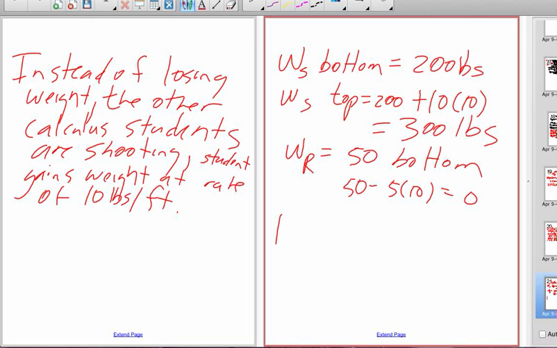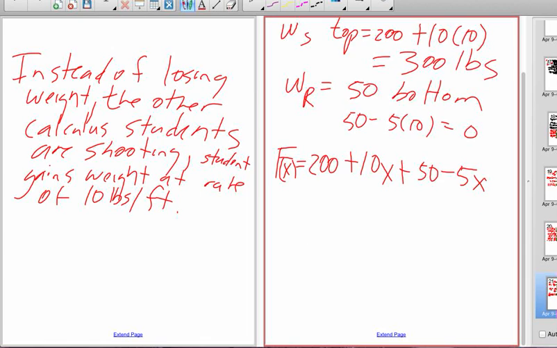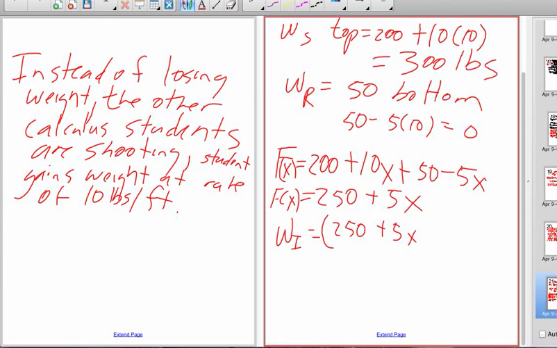So my force now is going to be the weight of the student, which is going to be 200 plus 10 times the height, plus 50 minus 5 times the height. And again, I come back in. It's going to be 250 plus 5x is my force. And my instantaneous work then is going to be this force, which is 250 plus 5x times dx.